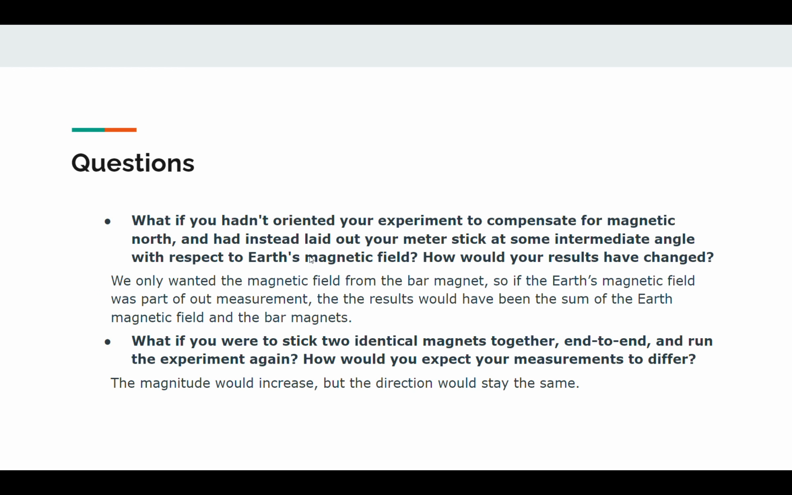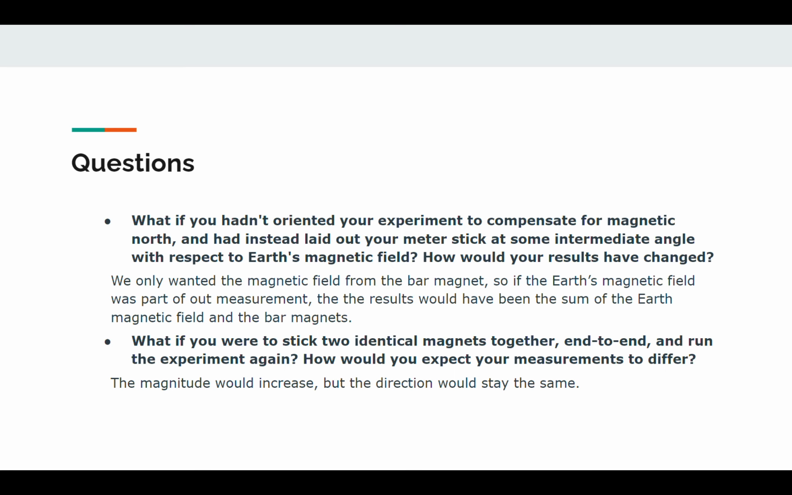And then our questions. What if we hadn't oriented the experiment to compensate for the magnetic north? It would just mess up our calculations, basically. We only want the magnetic field from the bar magnet, so if the Earth's magnetic field was a part of that measurement, then the results would have been the sum of the Earth's magnetic field and the bar magnet, which is not what we wanted at all.